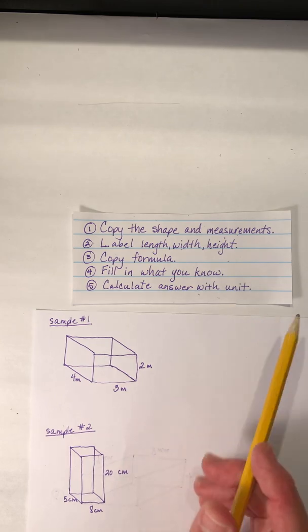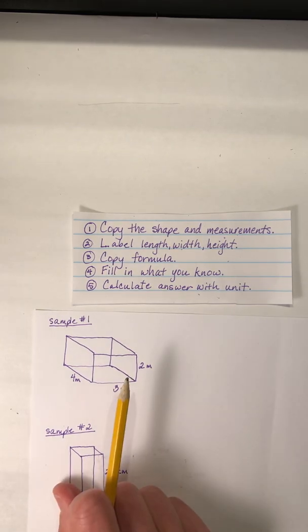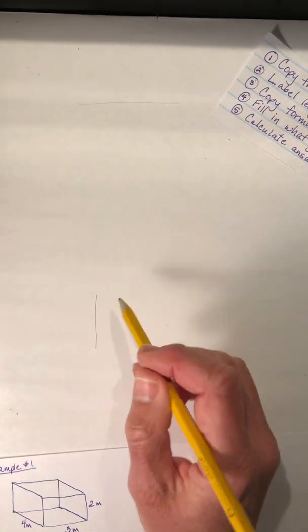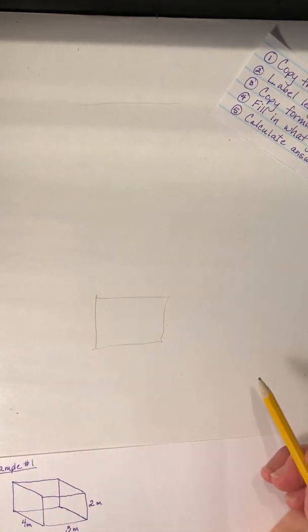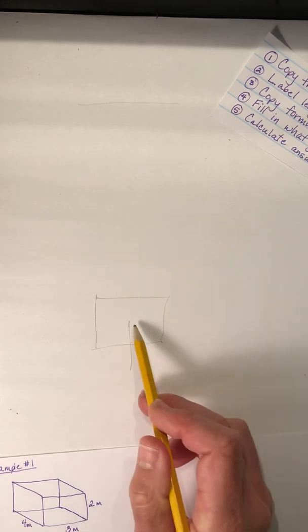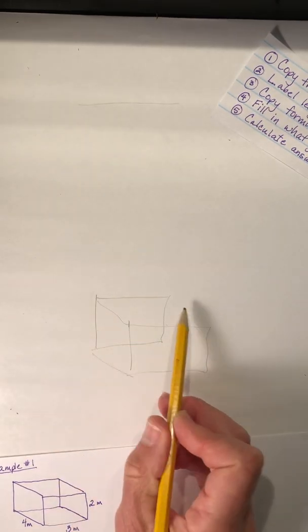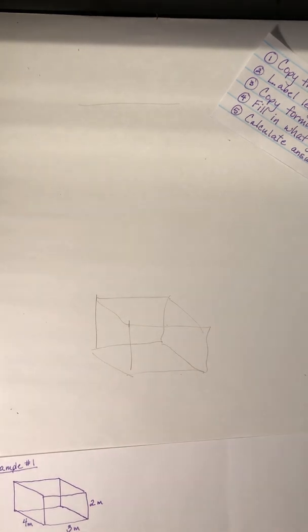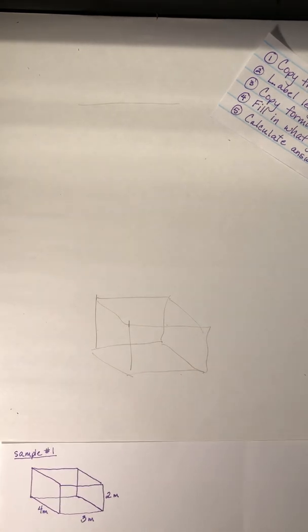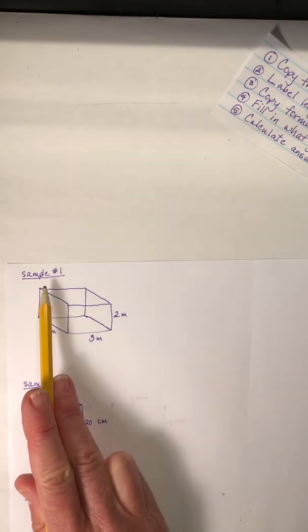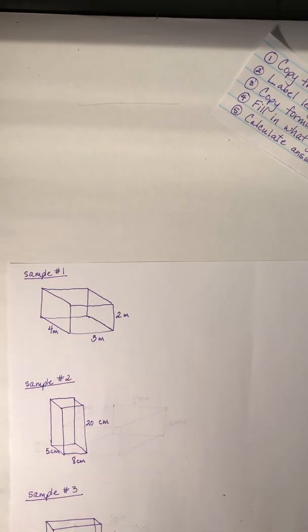So how do you draw a rectangular prism? It's actually pretty simple. So to start, just draw one rectangle, then draw another rectangle that overlaps, and then you just want to connect those corresponding parts. So pretty simple. So you are copying this first shape. This is sample number 1. This will be part of the work that you turn in to me.